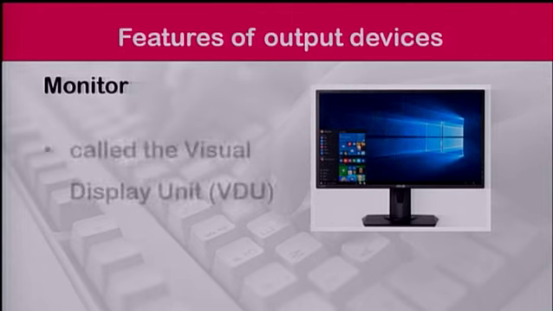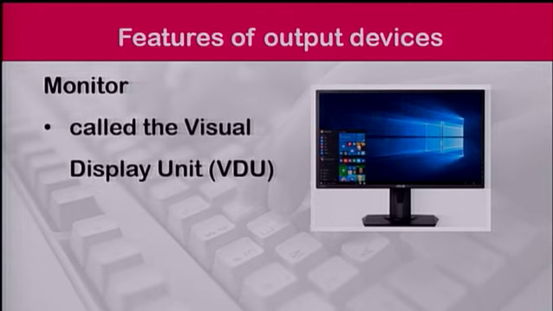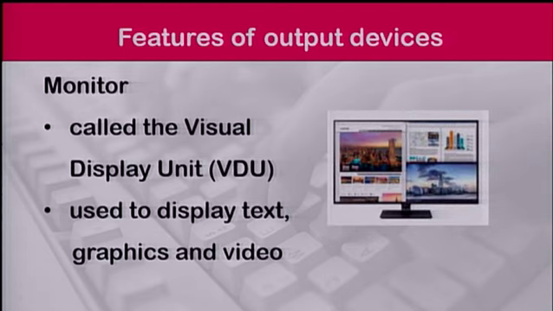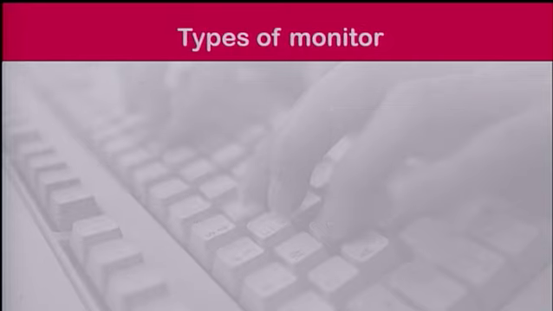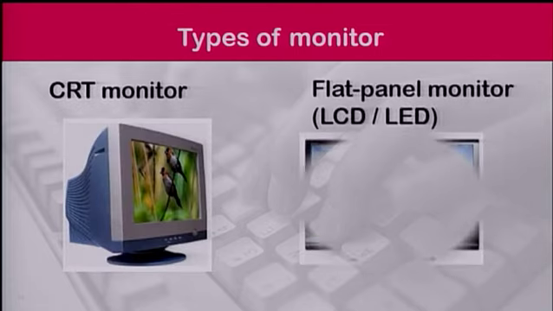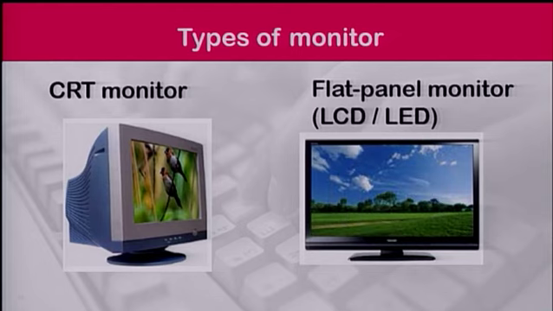The monitor is a very common output device. It is also called a visual display unit. It is used to display text, graphics, and video on a screen. There are two types of monitor, the CRT monitor and the flat panel monitor. As you can observe, the CRT monitor is bulky and takes up a lot of space, whereas a flat panel one does not take much space and can easily be moved.